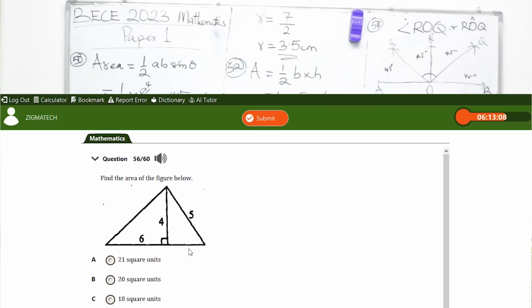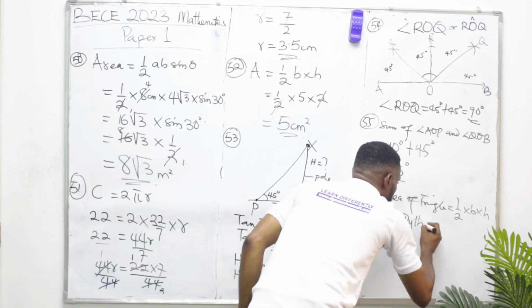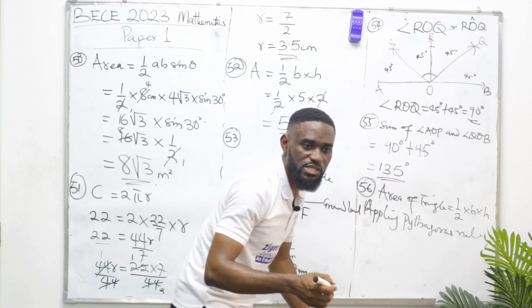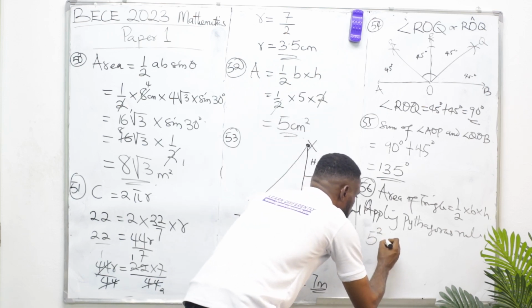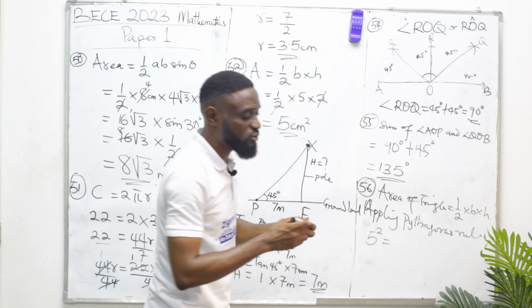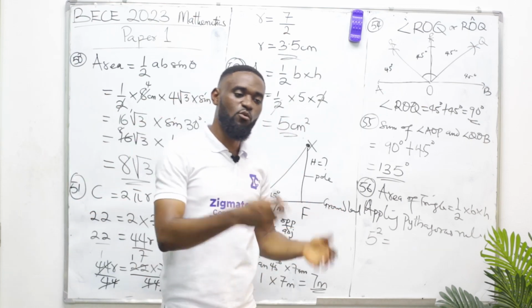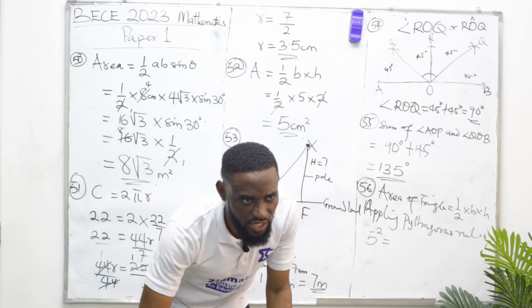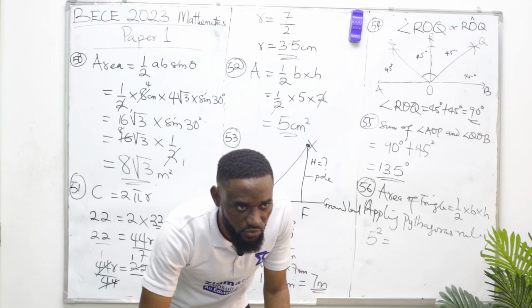Applying Pythagoras rule, we will say 5 squared is equal to... that is, the Pythagoras rule says the square on the hypotenuse side is equal to the sum of the squares of the other 2 sides. It means, look at the screen, the square of this hypotenuse side, 5 squared, is equal to the square of 4 plus the square of this side.